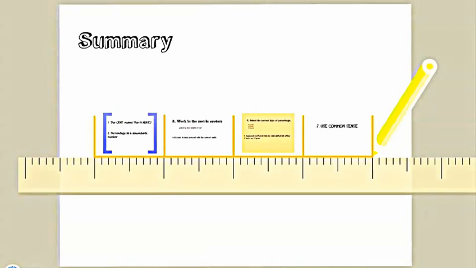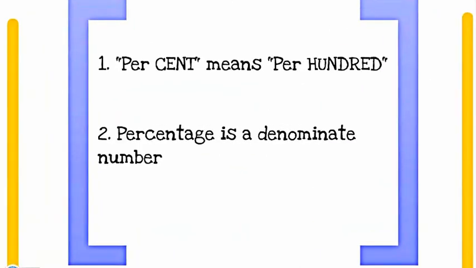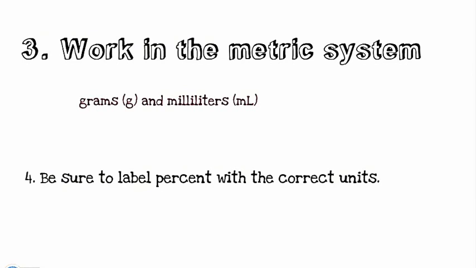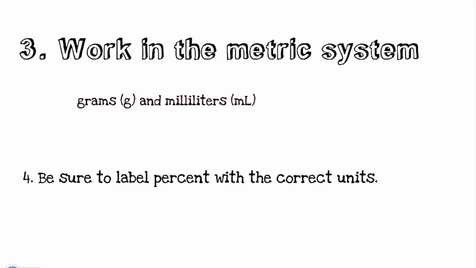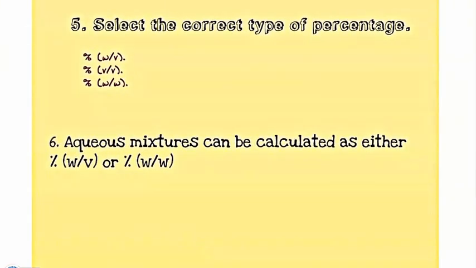Here is a summary of what we have just learned. Number 1, percent means per 100. Number 2, percentage is a dimensionless number. Number 3, work in the metric system. Number 4, be sure to label percent with its correct units, grams and milliliters. Number 5, select the correct type of percentage: weight by volume, volume by volume, or weight by weight. Number 6, our aqueous mixtures may be calculated as either weight by volume or weight by weight. And number 7, use common sense.